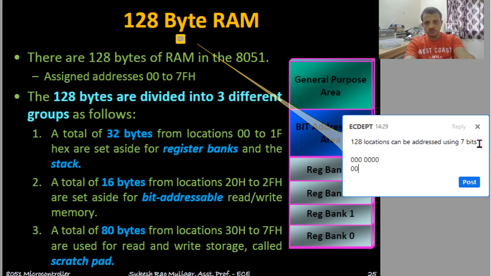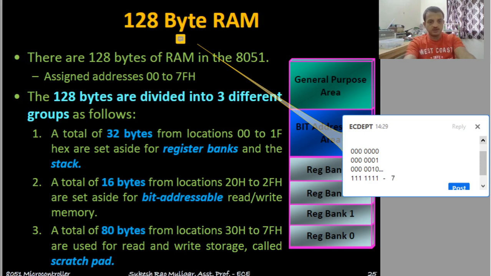Next location is 0000001. Next location, 0000010, and so on. This will continue till what? 1111111. So what is this value? This value is 7F. And what is the first value? This value is 00.